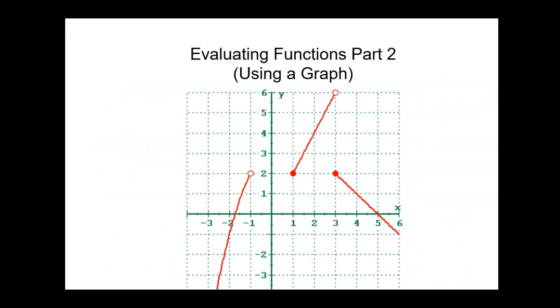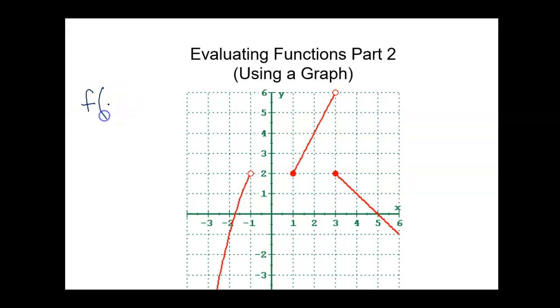Okay, so let's look at one more graph. This one is called a piecewise function because we have 3 different pieces of our graph. It kind of hops around, but it's still a function because it passes the vertical line test. And so we can go ahead and find different values.